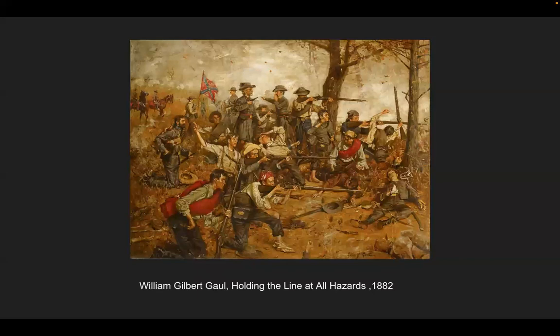With Gauls holding the line at all hazards, this is the Confederate side, painted in 1882. This shows a beginning of a skirmish. There are 2, maybe 3 dead bodies here. Not really realistic considering there was more casualties, more gunshot wounds, more cannon wounds.